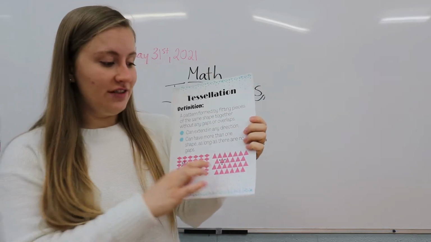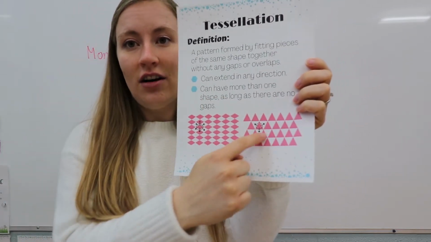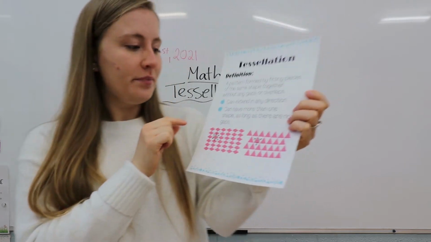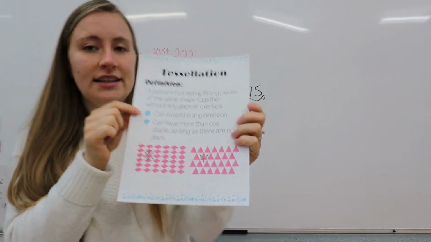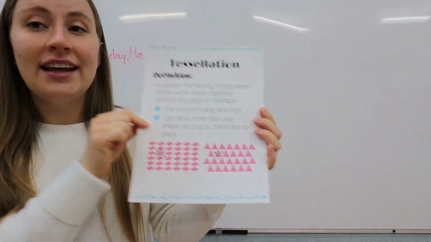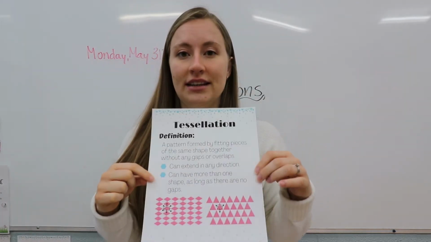So they all just fit together, and you kind of see the illustration. So this is all diamonds and this is all triangles, and even though it's white, it's like a white triangle, right? So these designs can extend in any direction, and they can have more than one shape as long as there are no gaps in the shapes.